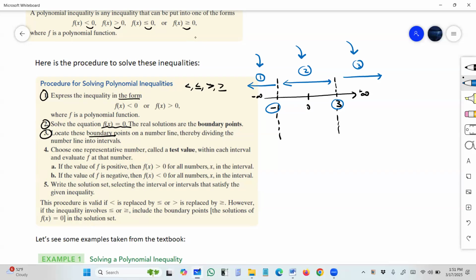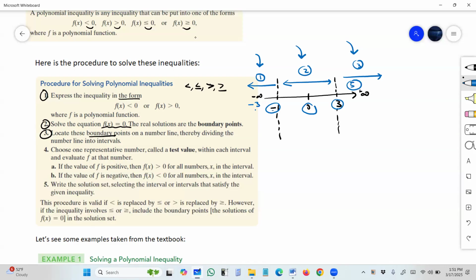In this case, any value less than -1 would be okay. So for example, I can pick -3. In the second segment, I need to pick a value between -1 and 3. So any value in the middle would be okay. I'm going to pick 0. And I need to pick a value in the third segment. Any value bigger than 3 would be okay. I'm going to pick 5.